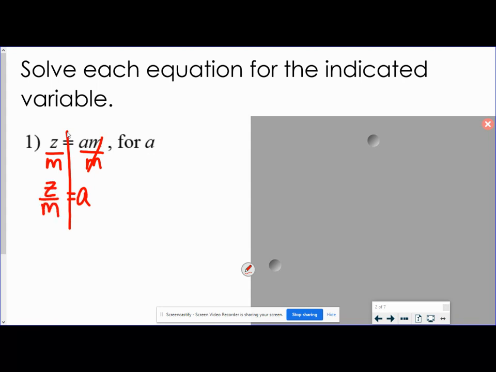Now, personally, I really don't care if you take the time to rewrite this to put the a first. You certainly can, but you don't need to as far as I'm concerned. This answer has the a isolated all by itself.